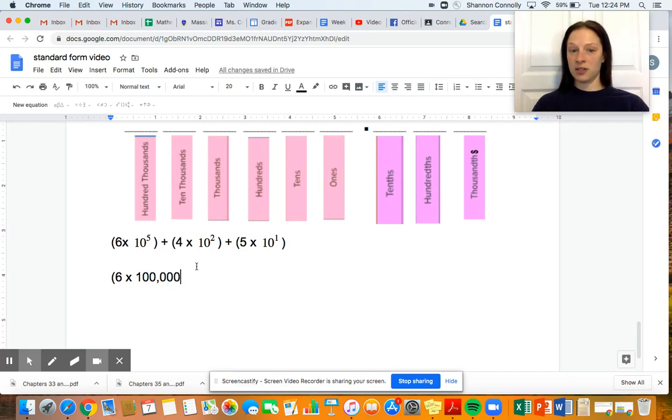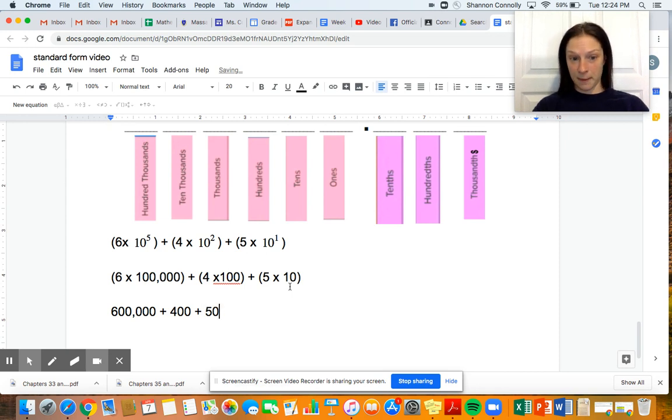So 6 times 100,000 plus 4 times 10 to the 2nd, which represents 4 times 100. And I made this example on purpose to show you how many times you're going to have to use that digit 0. And then we have 5 times 10 to the 1st, which is just 5 times 10. So then you can multiply out your parentheses, 600,000 plus 400 plus 50.